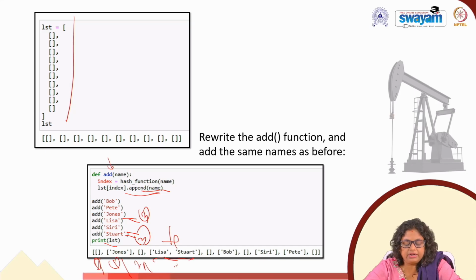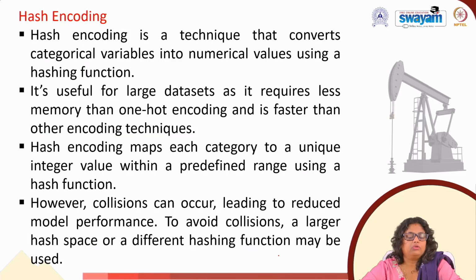Okay, it is appended one after another. So this is the example of chaining. Okay, so this is the way it is working. So this way it was handled. So this is all the discussion about the hashing.